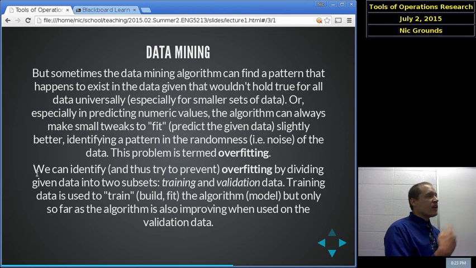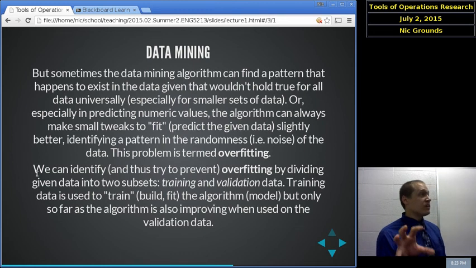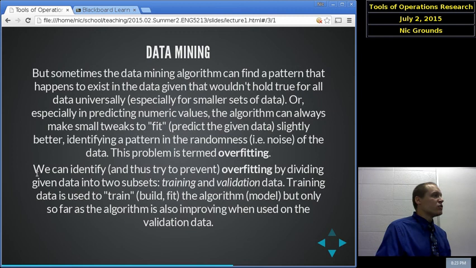And when you start getting an algorithm that's finding minute patterns in the training data, but those patterns aren't holding true when applied to the validation data, that's when you know you're overfitting. You're finding either patterns in the noise or minute patterns that aren't helping in real world or other data. So we're basically just splitting the data into two parts and using one part to build the algorithm or build the model, and the other part to validate that the model is still getting better and not overfitting the training data itself.